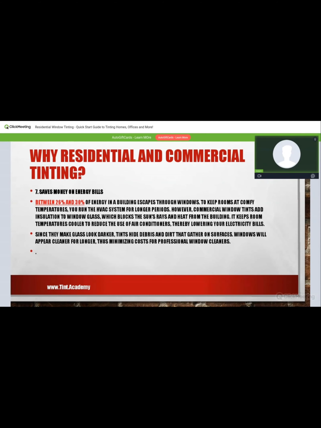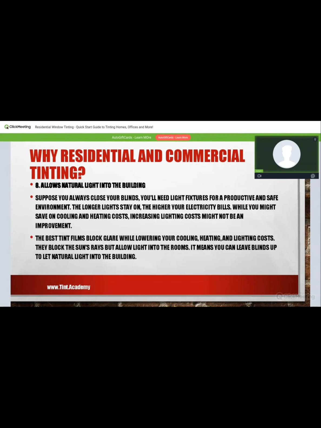Next, it saves money on energy bills. So with the company that we use, the Solar Guard residential architectural film, it saves between 26 and 30% of energy in the building. So we're actually going to get a lot cooler, keeping the heat or the cold outside.